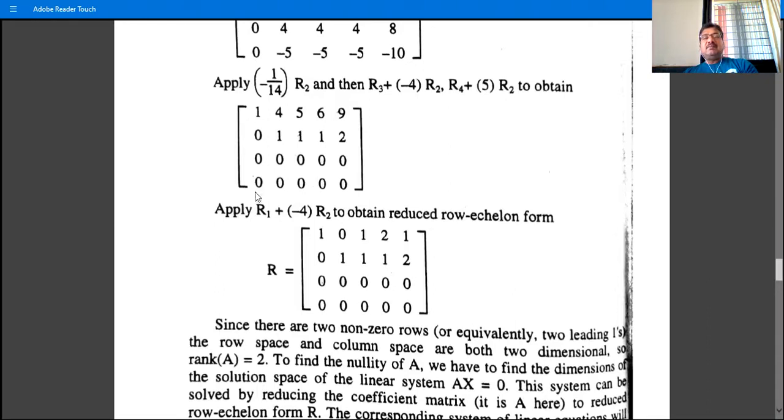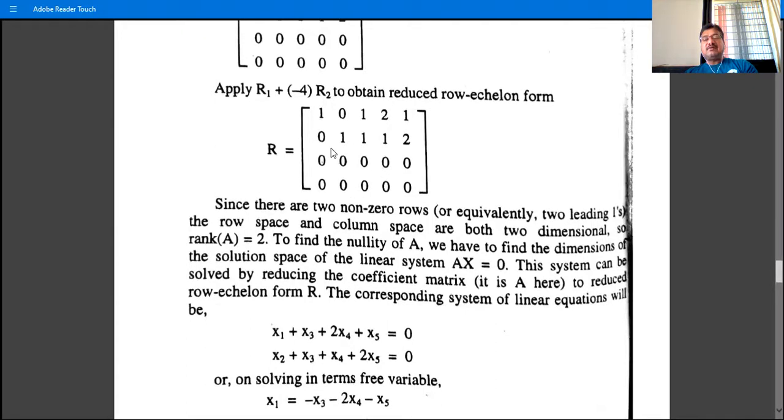Column number 1 and column number 2 contain leading 1. These two columns contain leading 1. So we have to reduce this 4 to 0 in order to reduce this matrix to reduced row echelon form. What is the reduced row echelon form? This is the echelon form. In reduced row echelon form, in the columns that contain a leading 1, the remaining elements other than the 1 are 0. So we have to reduce this to 0, using R1 minus 4R2. So we have this matrix, and this is the reduced row echelon form.